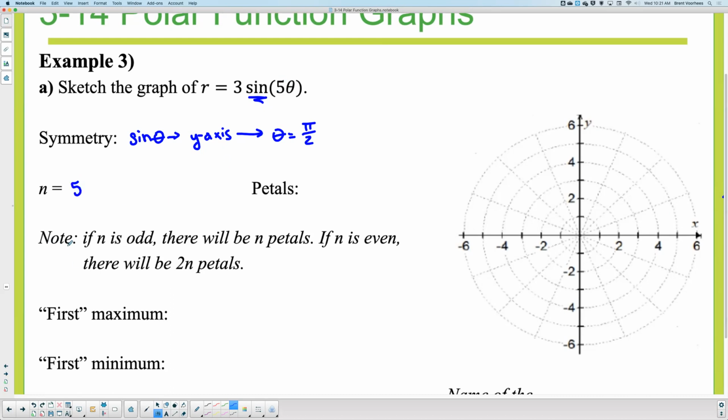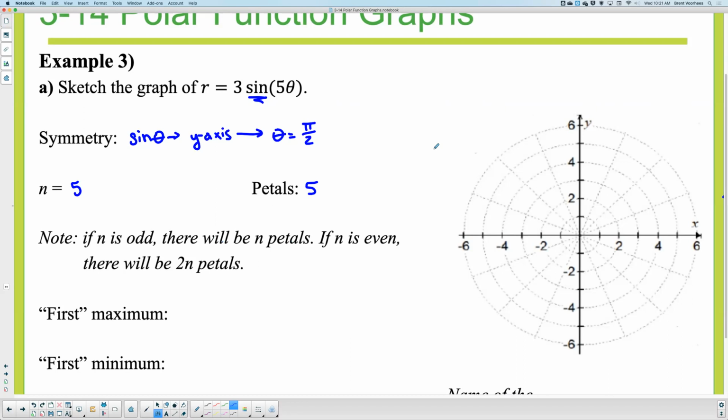5. Now note this down here. It says if n is odd, there will be n petals. So how many petals will I have? Is n an odd number or even number? Odd. So put 5 here for petals. If n is even, there will be 2n petals. So what is this talking about? This graph right here is going to be what we call a rose.